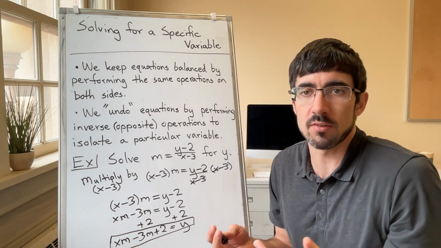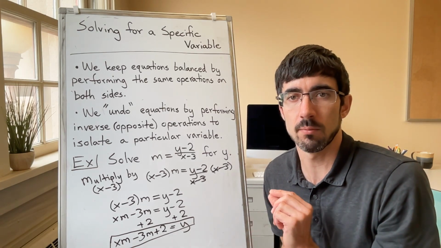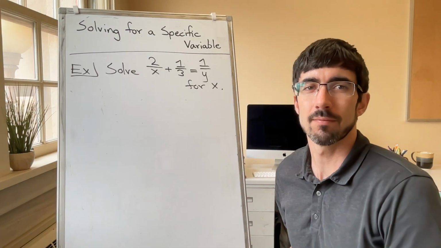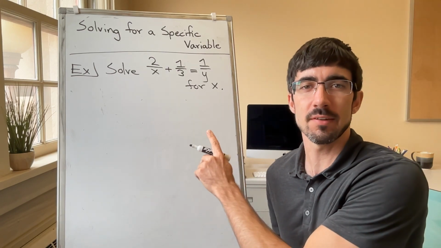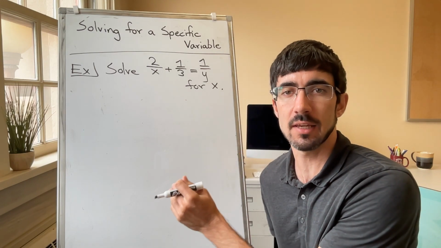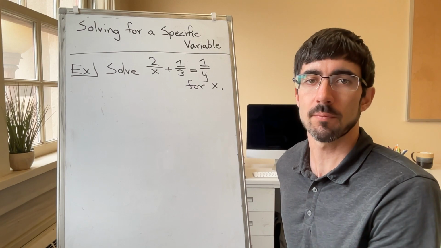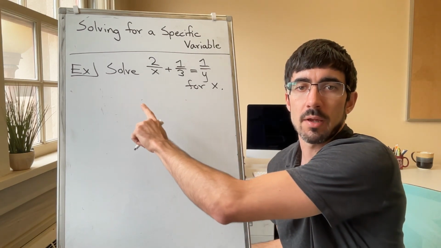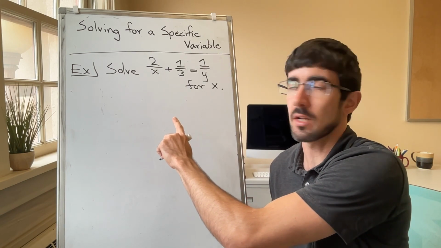These other variables are still mixed in as part of my answer, but solving for a specific variable means isolating that variable in the equation. For the second example, I want to solve this equation for x. Again, that means I need to isolate x and have everything else on the other side of the equation. Well, because it's a rational equation, once again, I might start by multiplying by the LCD, the least common denominator.